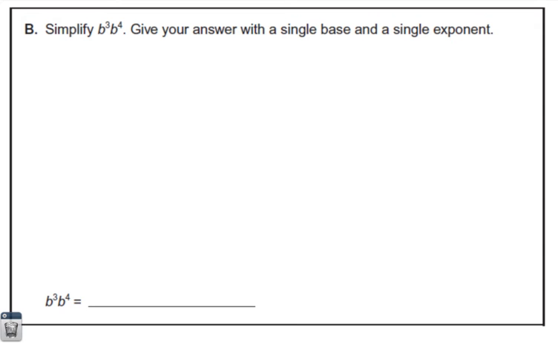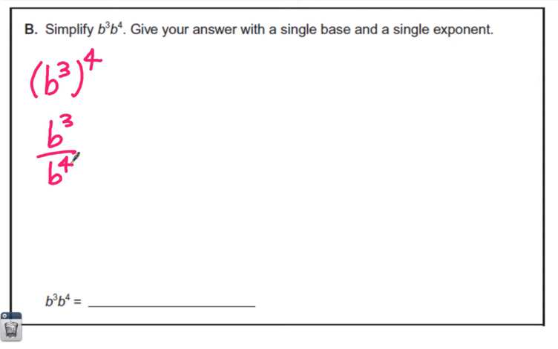Part B is very, very simple. They just want you to simplify b to the 3rd power times b to the 4th power. I'm going to give a thorough review and talk about how, if we had this situation with exponents, that would be a different story. Or if I had b to the 3rd over b to the 4th, that would be another different story.